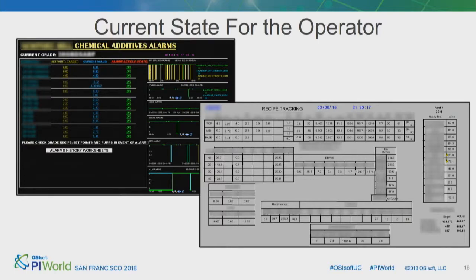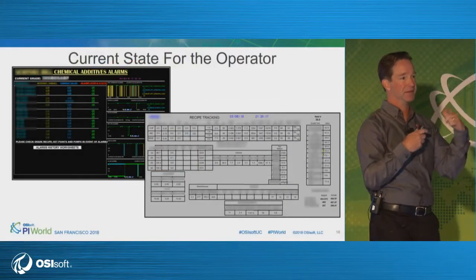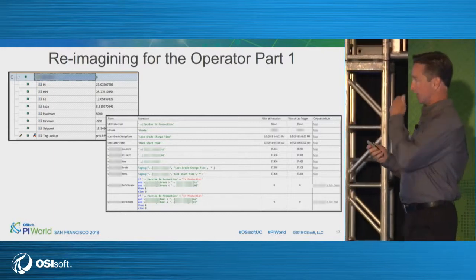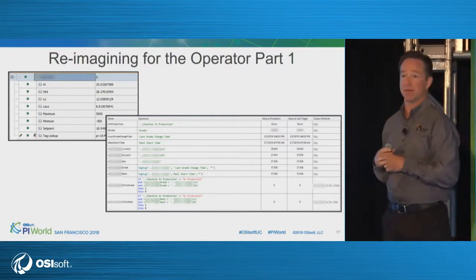Don't know, right? The additive alarms at least let you know if you're in an alarm state and you have some targets on there, but what are the limits that I can actually run in? I know I'm not off target, but what are my limits? Am I still okay? So some of the first things we started to do was use limits.